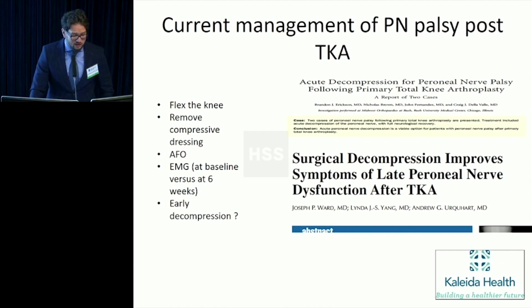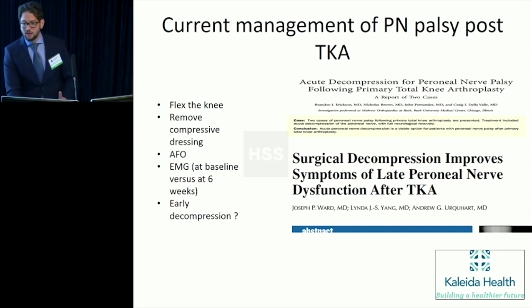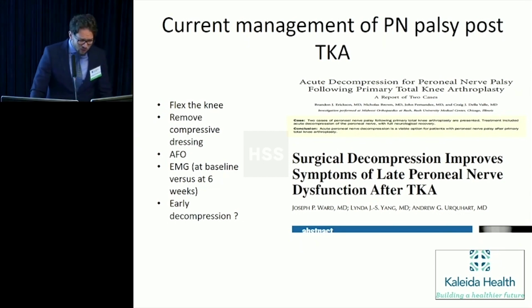Some new articles, including an article in the GBJS published from Rush Group, recommended acute decompression, like immediately within 2 to 3 days. Then we asked the question, can we do it actually at the time of TKA if we suspect a high incidence of peroneal nerve palsy?